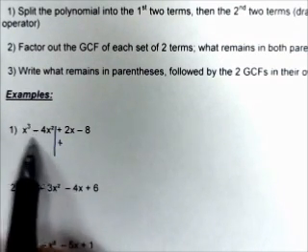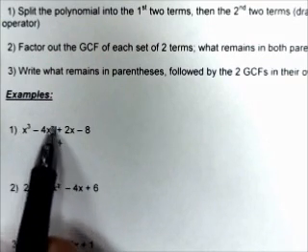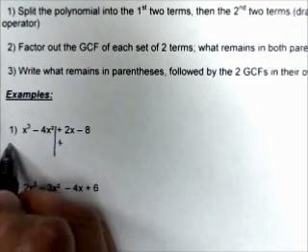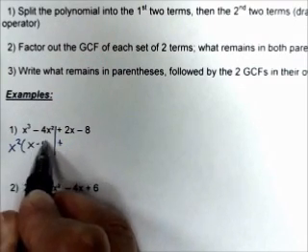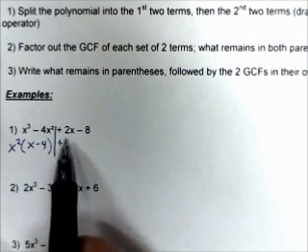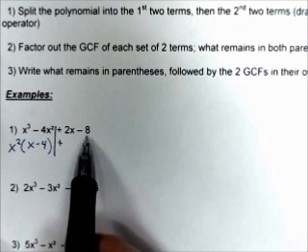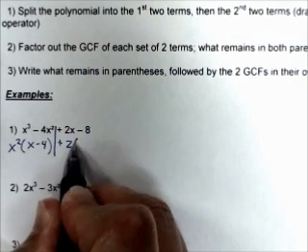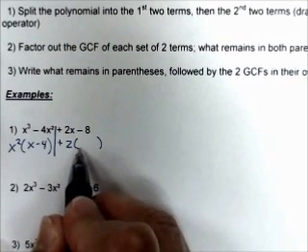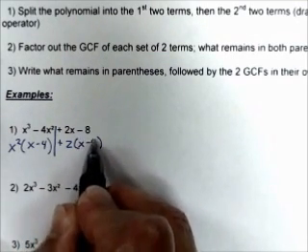Now look at the first 2 terms. What's their greatest common factor here? It's x squared. Factor out x squared, and our other factor is x minus 4. Now look at the second 2 terms here. What's their greatest common factor? It's 2. Factor out 2, and the other factor is x minus 4.